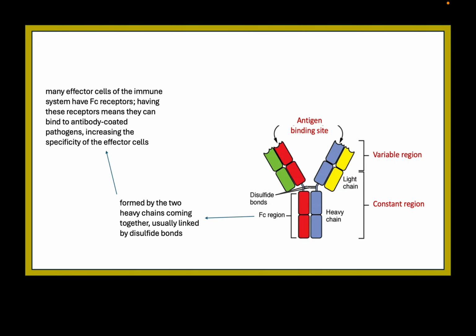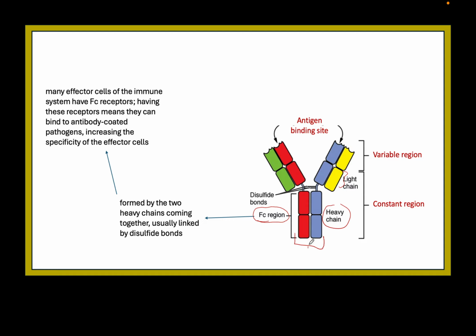All right, so many effector cells in the immune system will have Fc receptors. So the Fc is the constant region of the antibody. It is formed by two heavy chains together. So these are two heavy chains. These are the light chains. The constant region is going to be made up of the heavy chain plus the bottom part of the light chain, and then the variable region is going to be where you find the antigen binding site. So the antigen binding site is on the variable region.